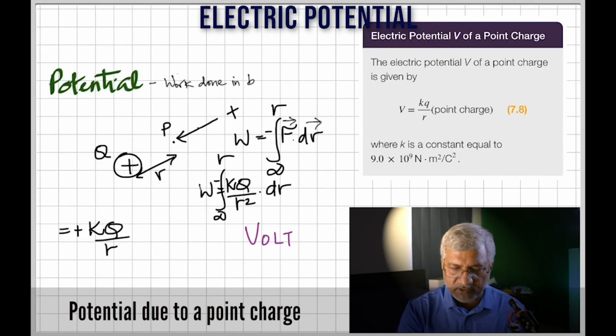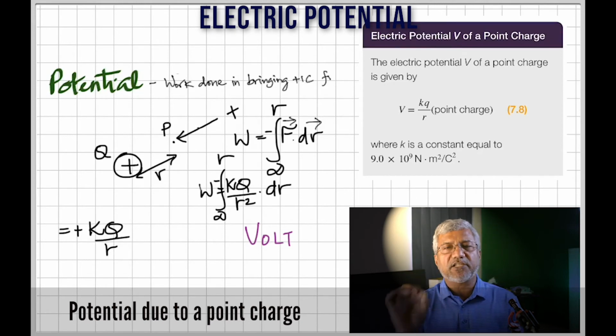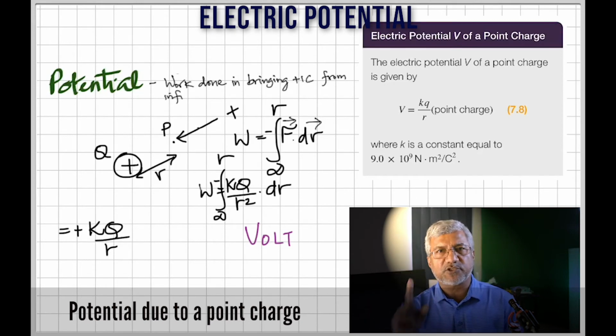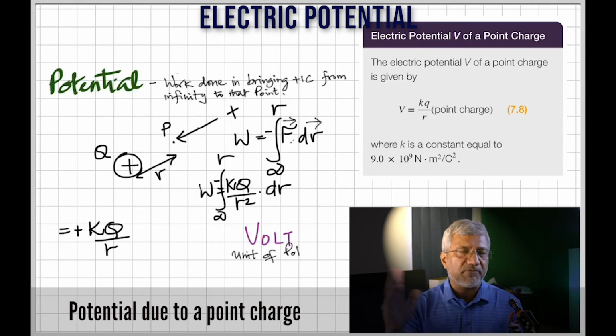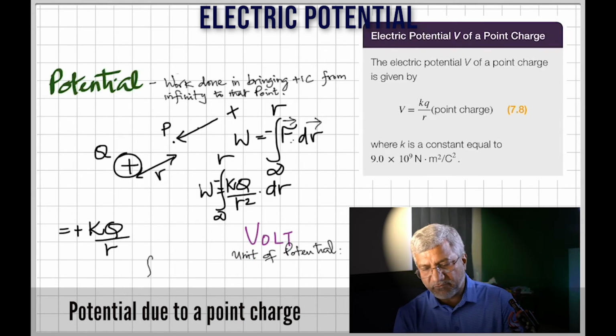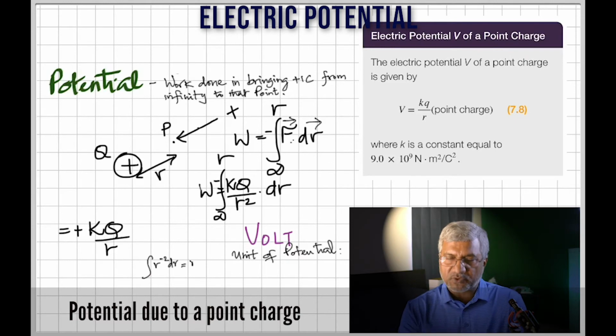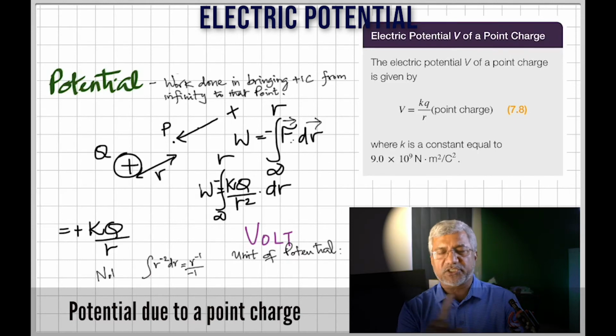Kq by r. Notice the difference. It's not r squared. Don't make that mistake. It's kq divided by r raised to 1. And here I'm writing the definition: work done in bringing plus 1 coulomb from infinity to the point. Well, we know potential is measured in volts. So that's the formula for electric potential due to a point charge.